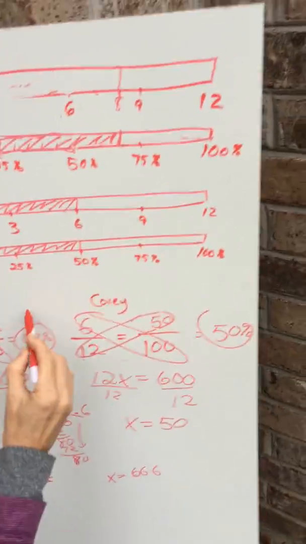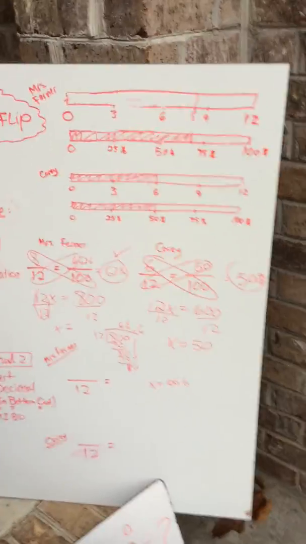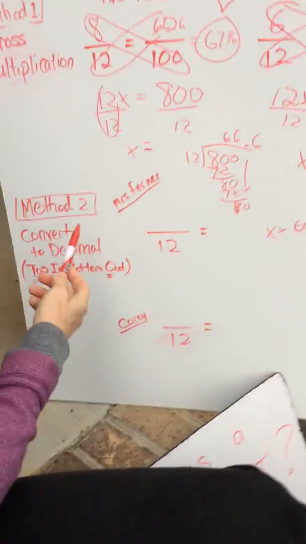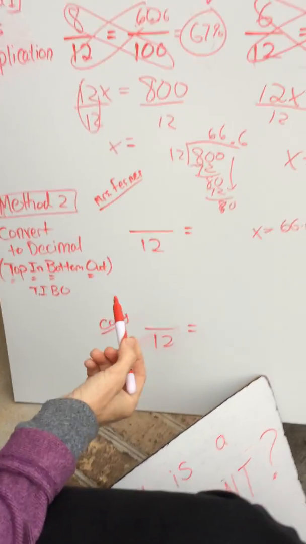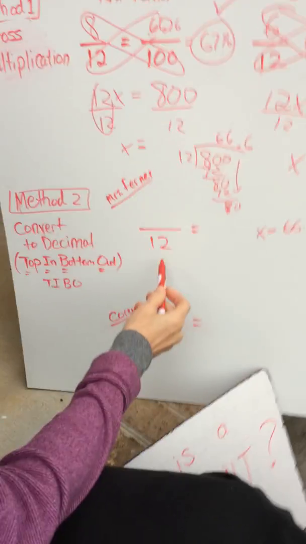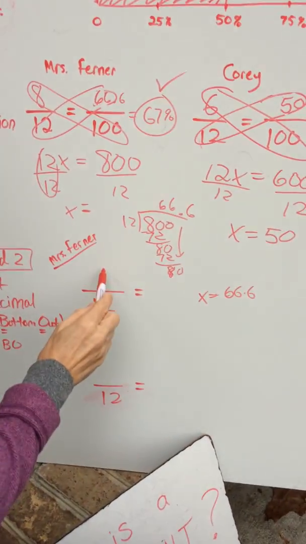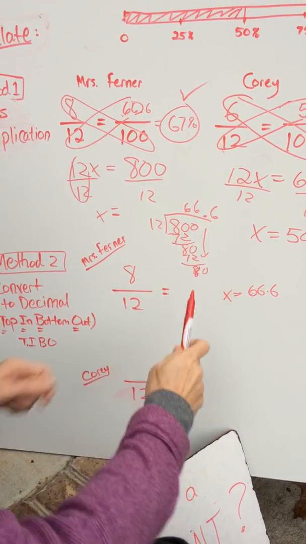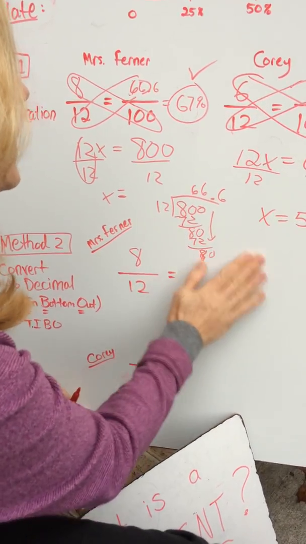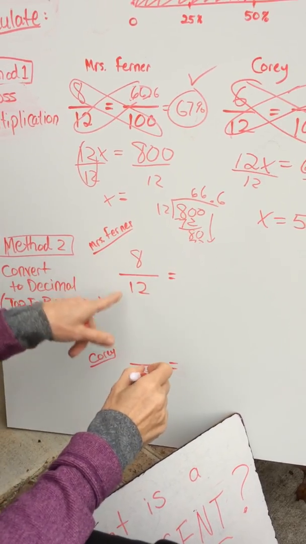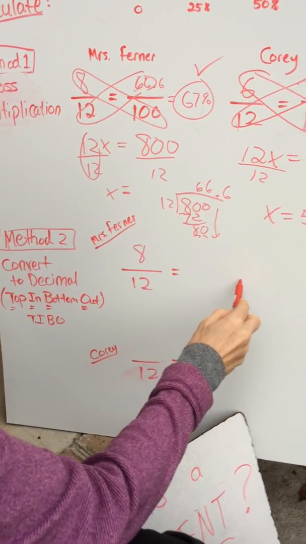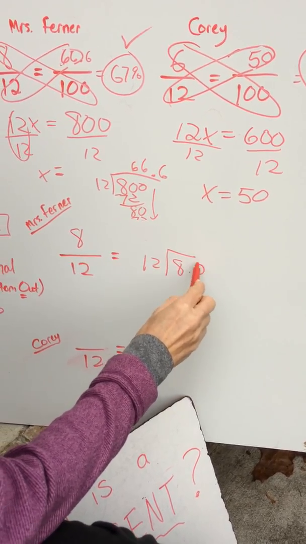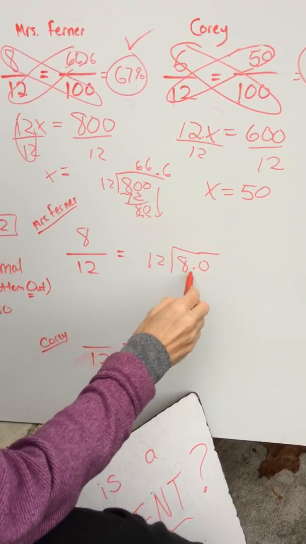So, who won? I did! Yay! I'm going to do one more method of figuring out what percent you have. If I got 8 out of 12 right, you actually can just convert this to a decimal and then convert your decimal into a percent. So 8 divided by 12. I don't have a calculator again, so I'm going to put top in, bottom out.